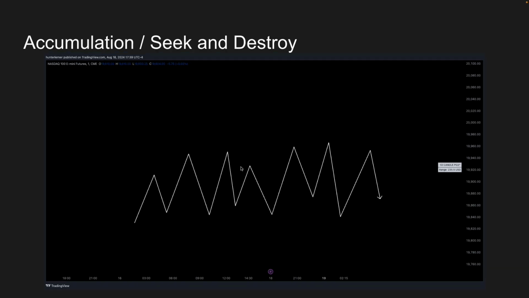Next is our seek and destroy day, or just an accumulation day, where price is just accumulating and not really trading anywhere, not really expanding anywhere, and staying within a daily range. This typically occurs when there's no news or after a large expansion day. It's days like these you want to avoid trading because price action isn't the greatest.